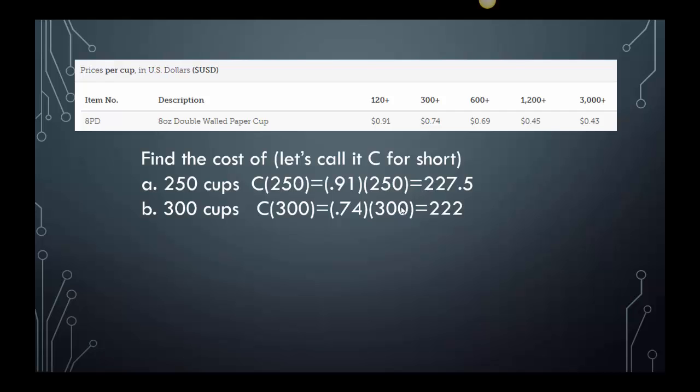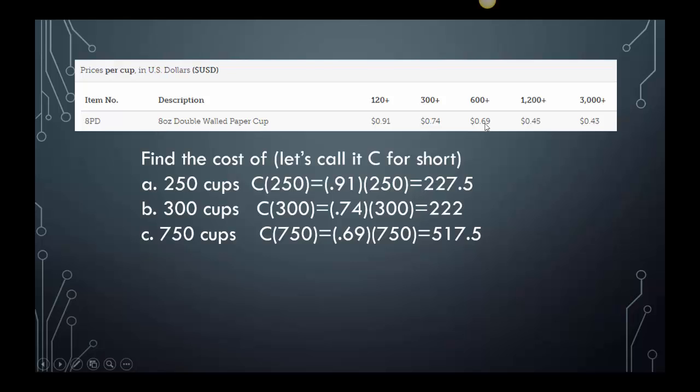Let's raise it to 300. So 300 pushes us to a different price category. So now we're paying 74 cents a piece. So this 74 cents a piece times 300 cups says I'm going to pay $222. It's kind of awesome news. If you're buying 300 cups, you're actually saving money, like $5.50, by buying 50 more cups. So that's something you would definitely want to look at if you were purchasing large amounts of things, is look at the discount we get for ordering more.